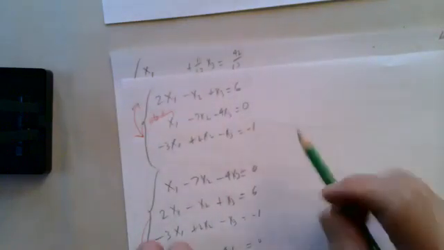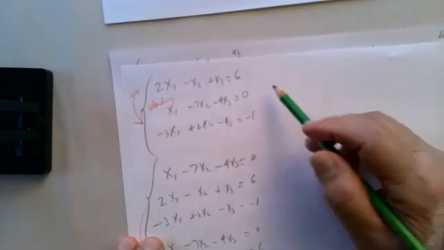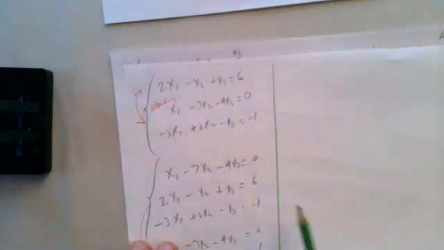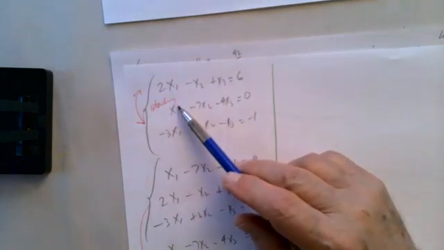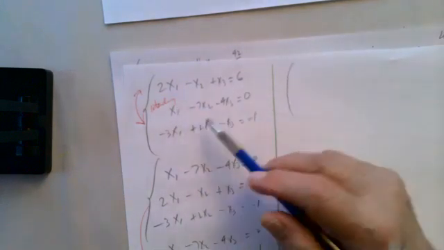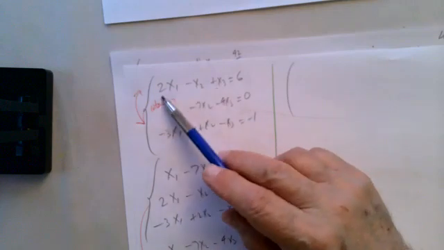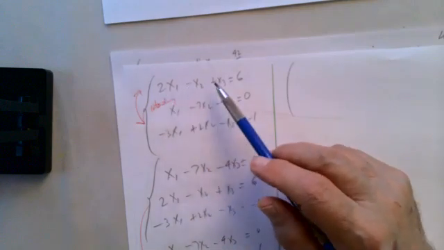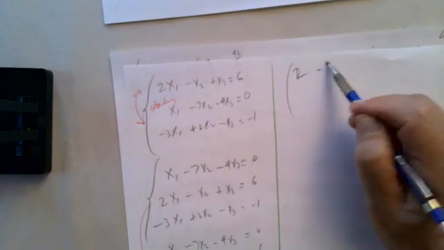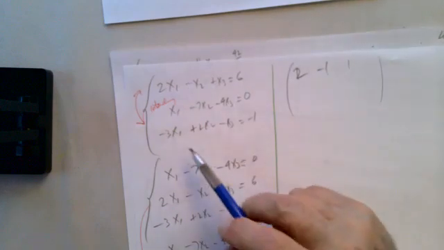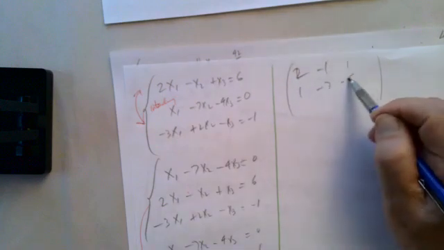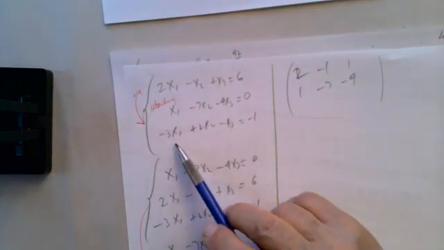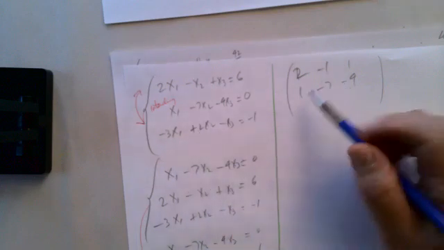Now, so this is Gaussian elimination, and I want to show how you do this using matrices. So this will be the Gaussian elimination side of the page. And now here I have matrices. So first of all, this is the system of equations we started with. So if you look at the coefficients of the variables, 2, minus 1, 1. That's the first row of a matrix. Second equation, 1 minus 7 minus 4. Third equation, minus 3, 2 minus 1.